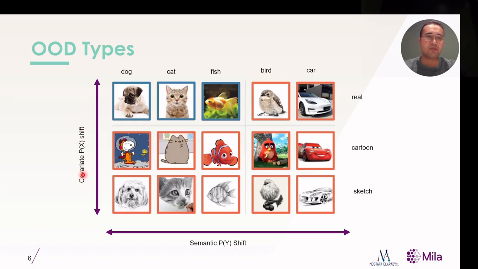In the covariate shift, your ultimate goal would be to generalize. Like, for example, your model has been trained on real images of dogs. Your ultimate goal would be that it would generalize and say, okay, this is a dog, but in a cartoon format or in a sketch format. The main focus in OOD detection is the semantic shift, and that is what GROOD will focus on.